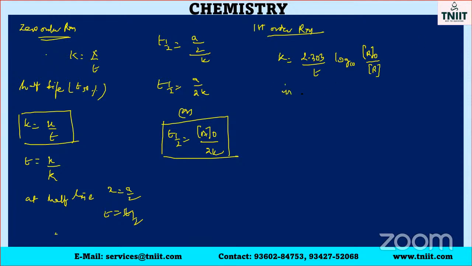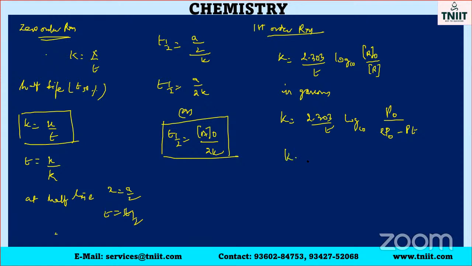In gaseous state, K will be equal to 2.303 by T log to the base 10 of P naught by (2 P naught minus PT). P naught is the initial pressure and PT is the pressure after a certain amount of time. This is the formula for a first order reaction in gaseous state. Now, what's the relation between a first order reaction and half-life period?